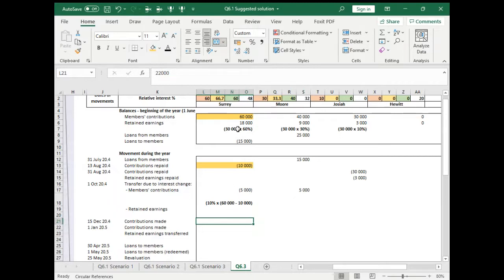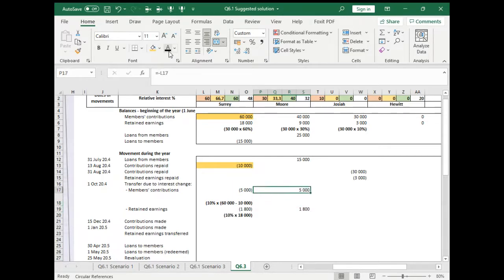Then retained earnings, we say, okay, fine, he had 18,000. There's no other adjustment to his retained earnings, so I take the 18,000, I multiply by 10% of that, so I reduce his retained earnings by 1,800, and I add 1,800 to Moore. Okay, so that is the contribution and the retained earnings Moore has taken from Surrey. The fact that he's paid 12,000 for it is irrelevant for this calculation. That happens outside the CC.